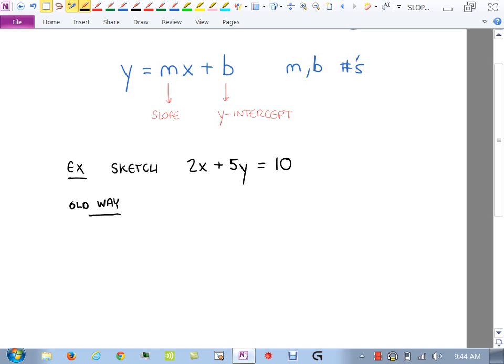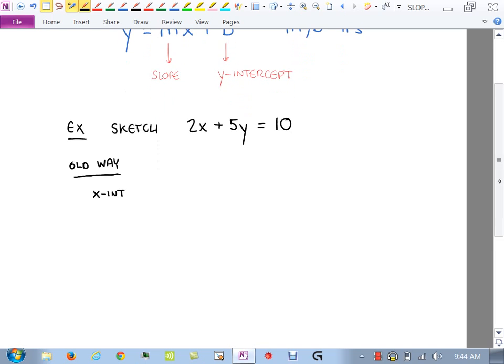The old way, I find the x-intercept. How do we find the x-intercept? Good. Set y to 0 and solve for x. So let's do that. Go into the original equation. Replace your y with 0. If you replace y with 0, what do you get?